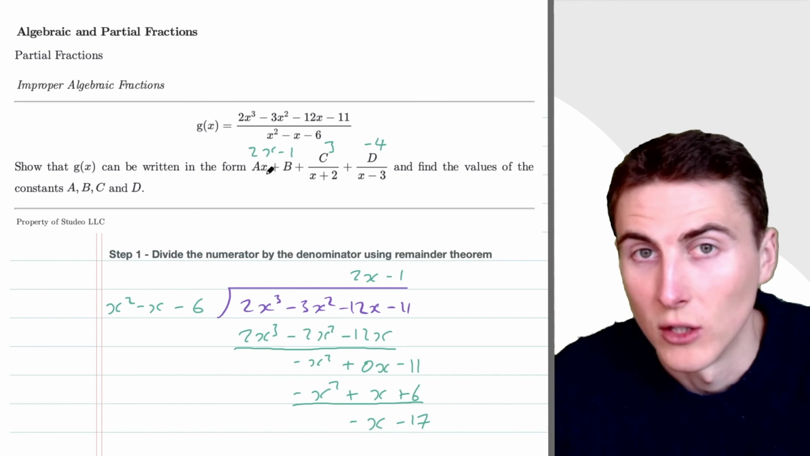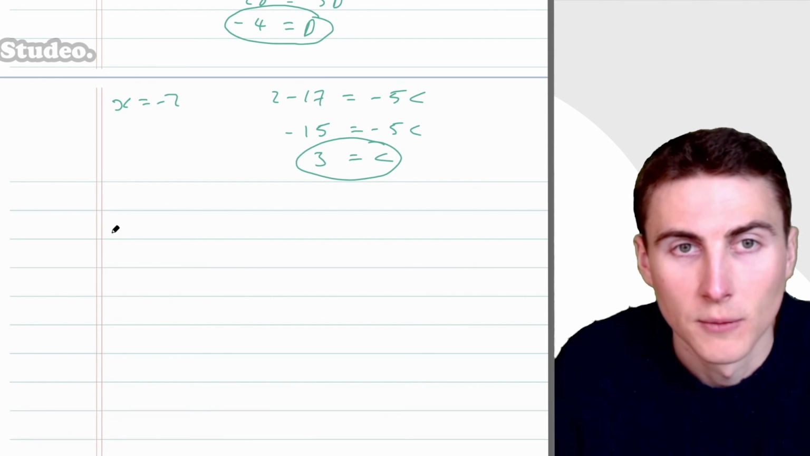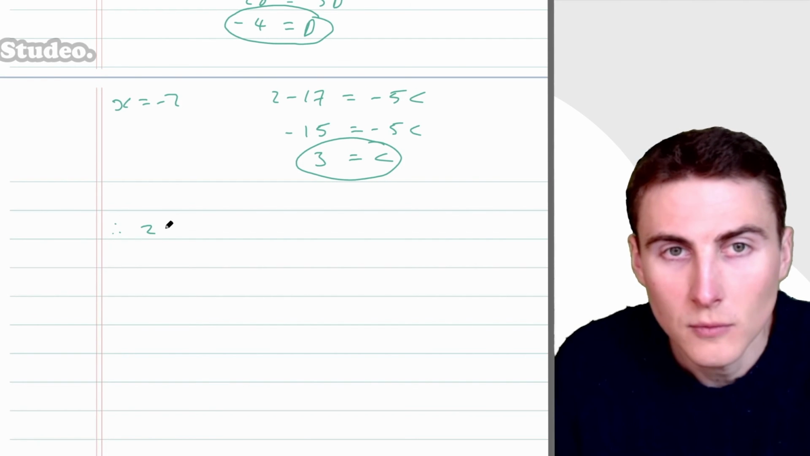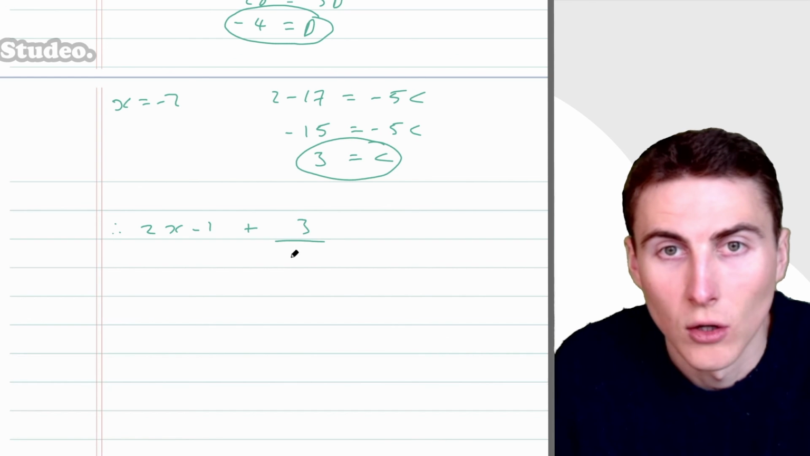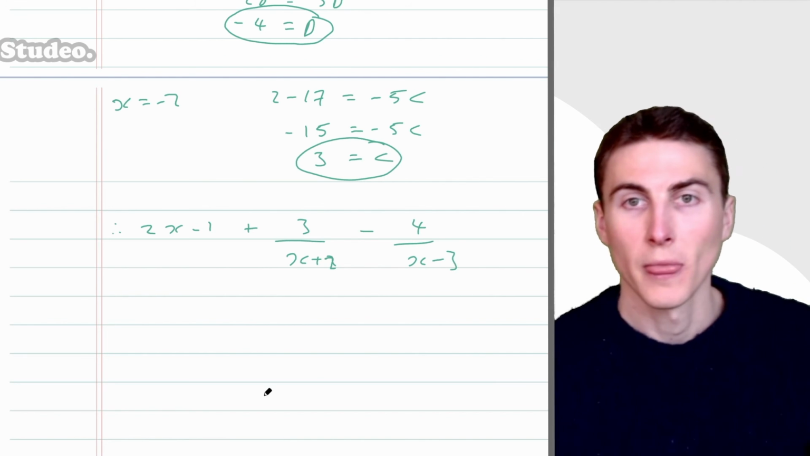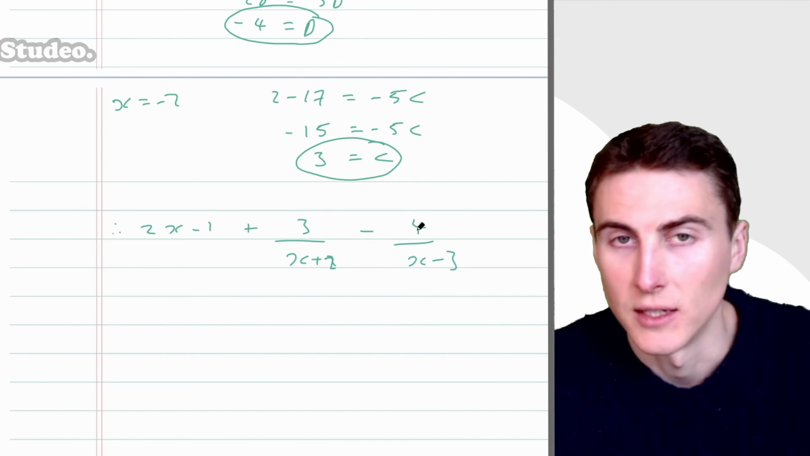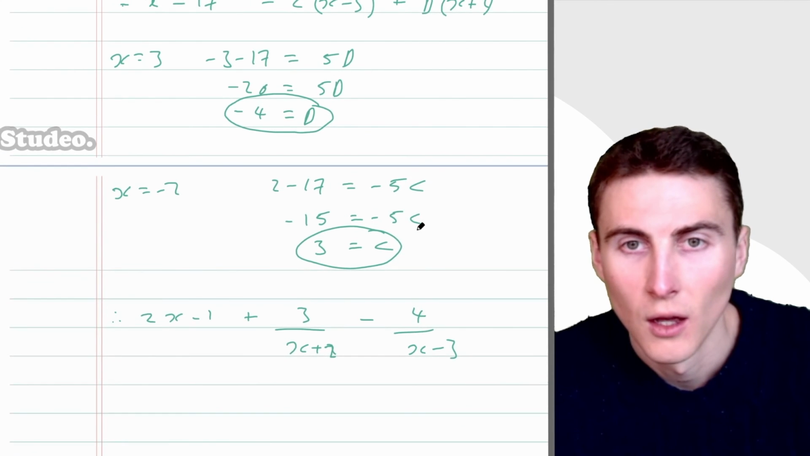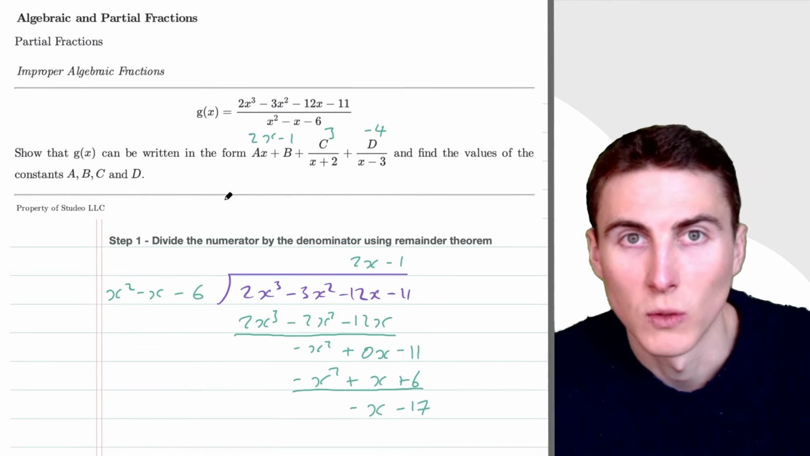And so now I just write all of this out in one go. So our overall answer is 2x minus 1 plus 3 over x plus 2 minus 4 over x minus 3. And that's it. This is A, this is B, this is C, and this is D. So I hope that all made sense. Hopefully having these steps helps a little bit as well.